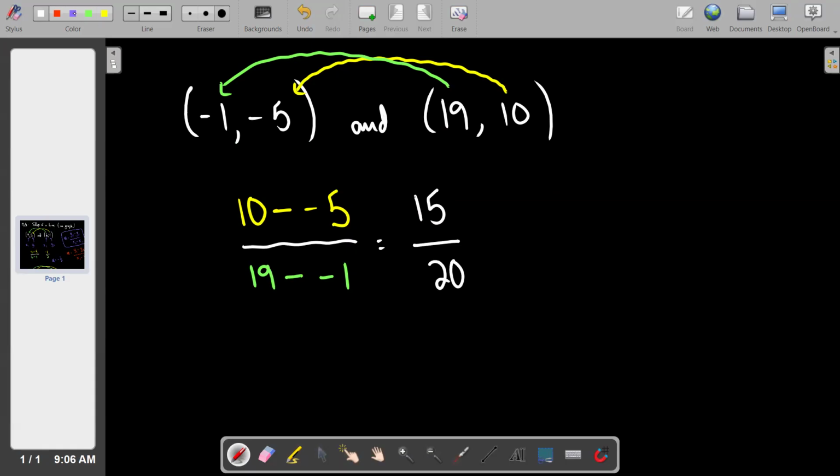What's our final slope on this one? 3/4. Divide them both by 5 and you're good to go. Two more.